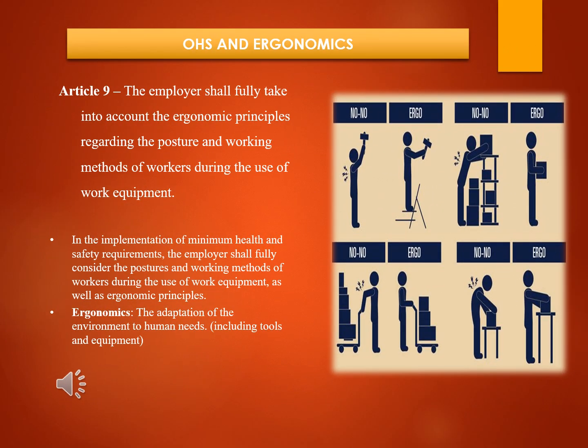The employer shall fully take into account the ergonomic principles regarding the posture and working methods of workers during the use of work equipment. In the implementation of minimum health and safety requirements, the employer shall fully consider the postures and working methods of workers during the use of work equipment, as well as ergonomic principles.